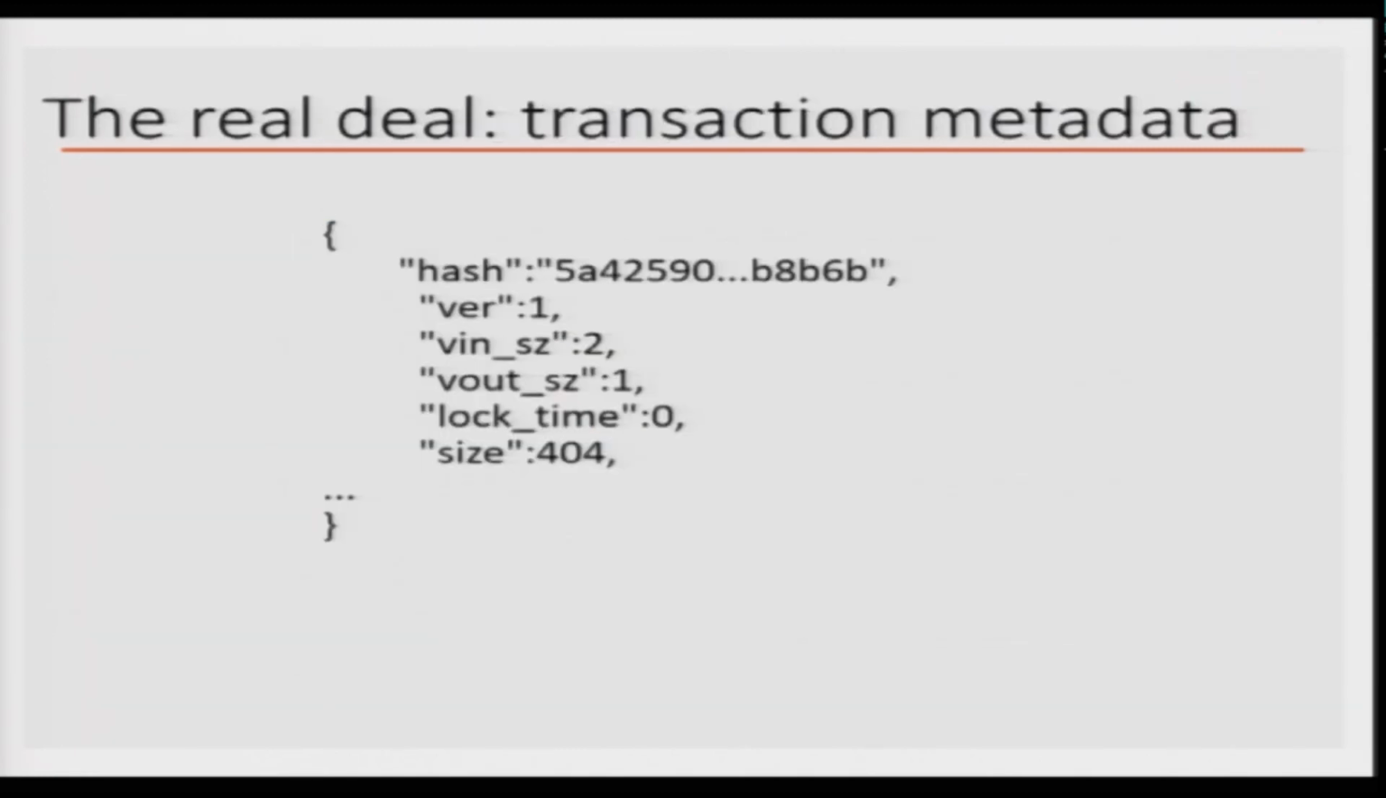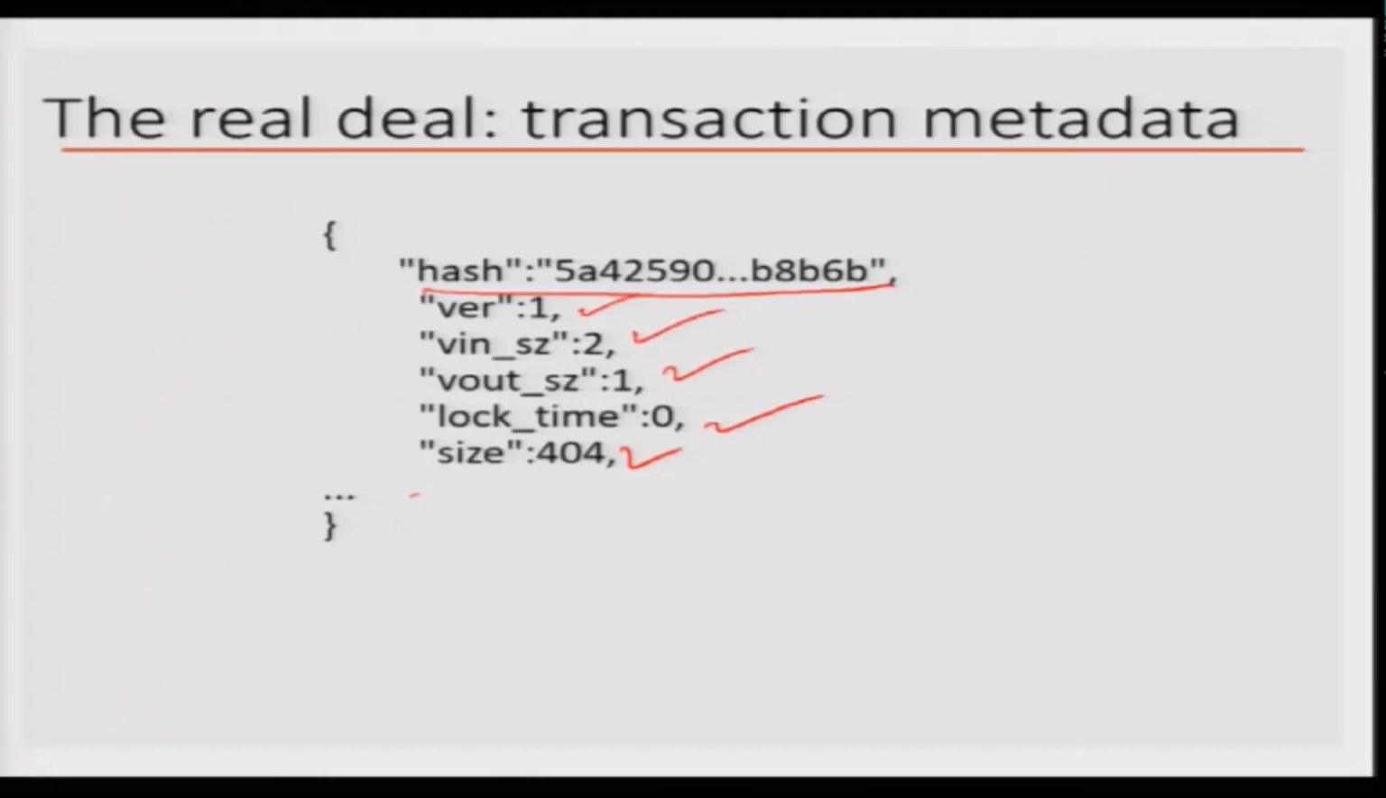Now, let us look at this metadata and other inputs and outputs in a little bit of detail. As I said, the metadata part has the hash of the transaction, the version number, the size of the input array, the size of the output array, the lock time, where 0 means it is an immediate transaction, and the size of the transaction, and there may be some other data. So, that is the metadata. All of you know metadata means that it is data about the data, right. So, this is the data about the transaction.